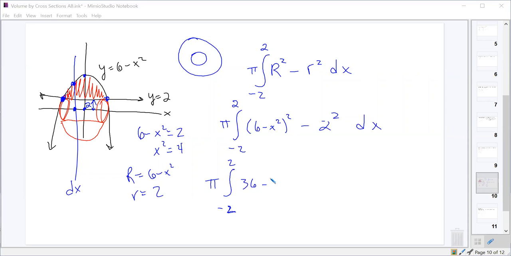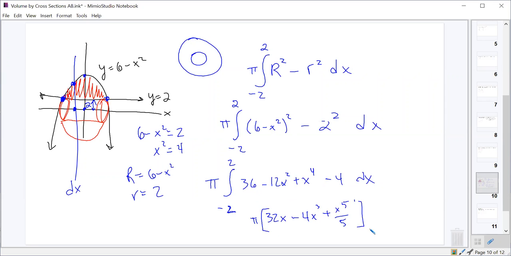So then 36 minus 12x squared plus x to the 4th minus 4. And 36 minus 4 is 32. So we're going to have 32x when we integrate, minus 12x cubed over 3, which is 4x cubed, plus x to the 5th over 5, from -2 to 2. And then you just plug it in and evaluate. Is that good for everybody, or do you want me to finish evaluating and doing the arithmetic there?